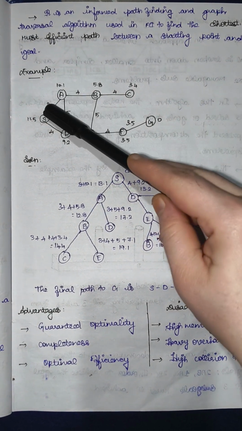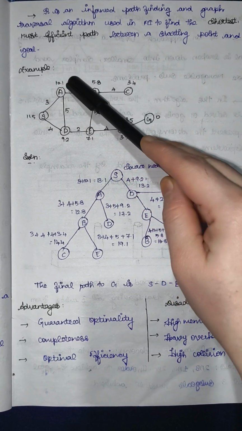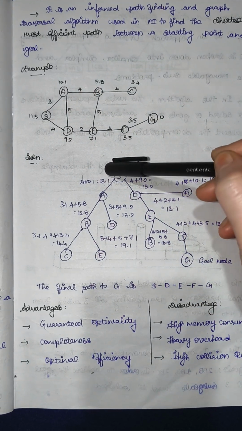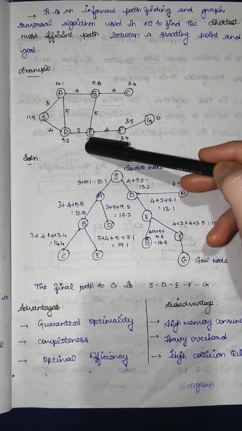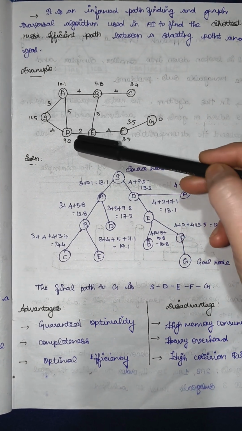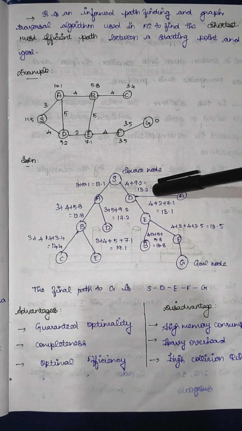The cost from S to A: the traveling cost is 3 and the node cost is 10.1. I have to add both these costs, so 3 plus 10.1, the total is 13.1. And from S to D, the initial node to the current node D, the traveling cost is 4 and the node cost is 9.2. So 4 plus 9.2, I have got 13.2.